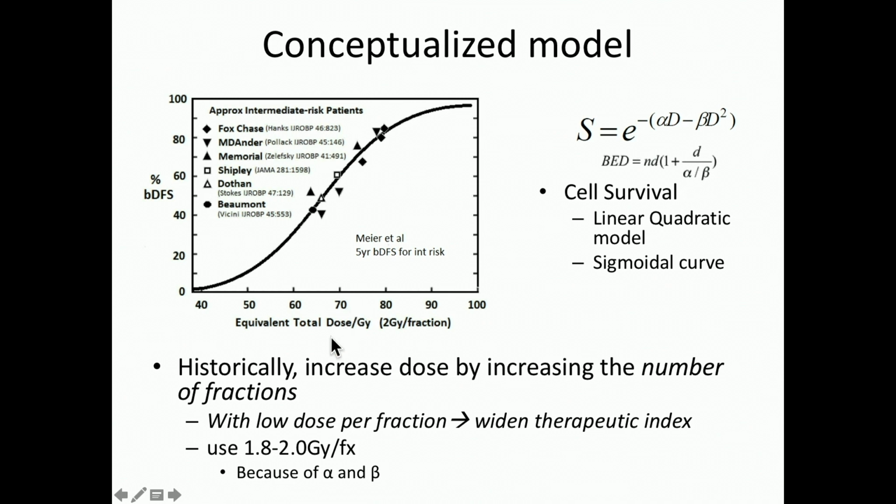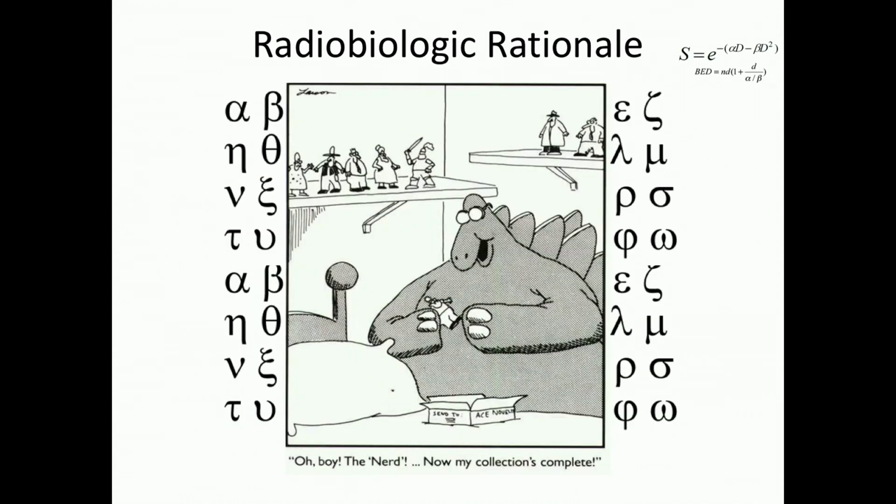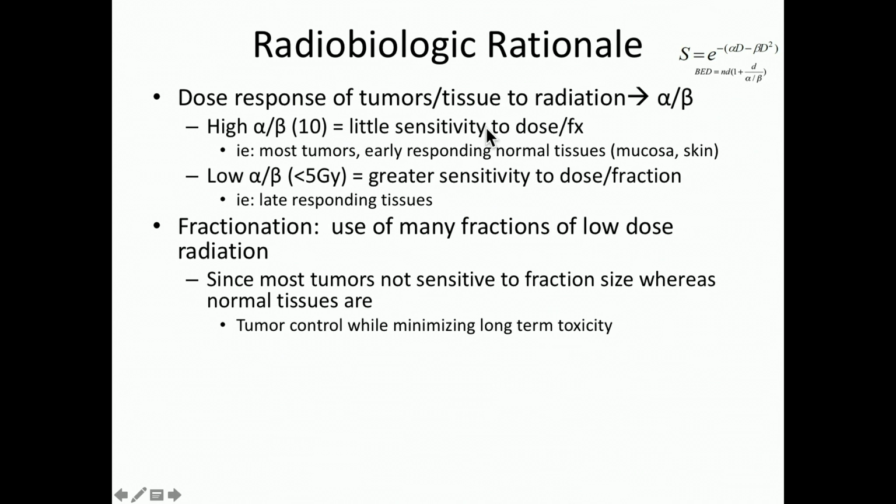And historically, the way that one increases dosing with external radiation is to increase the number of low-dose fractions. It widens the therapeutic index, which we'll get into, based on parameters of sensitivity to radiation known as alpha and beta. And so I apologize, we're going to have to go through the radiobiologic rationale, but I'll do it very quickly. In general, radiation biologists approach alpha-beta ratios in a binary fashion to describe high alpha-beta tissues and low alpha-beta tissues. High alpha-beta tissues have little sensitivity to the dose per fraction employed. That's similar to most tumors in early responding normal tissues.